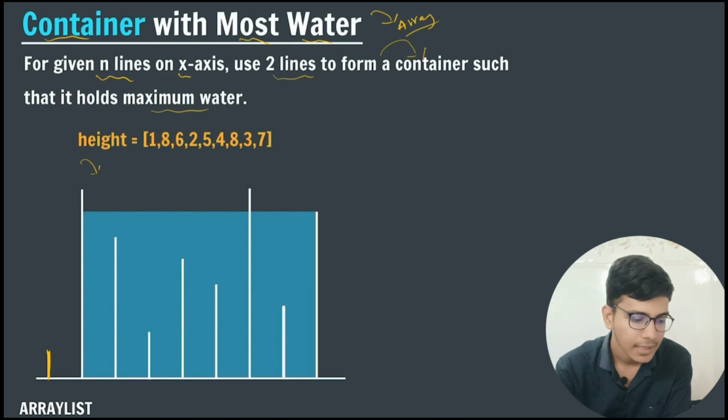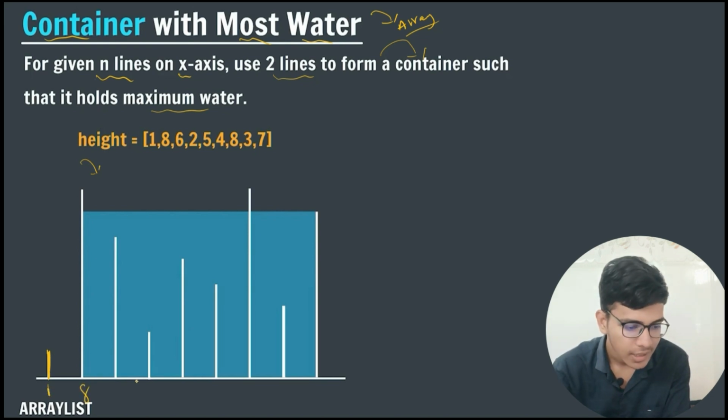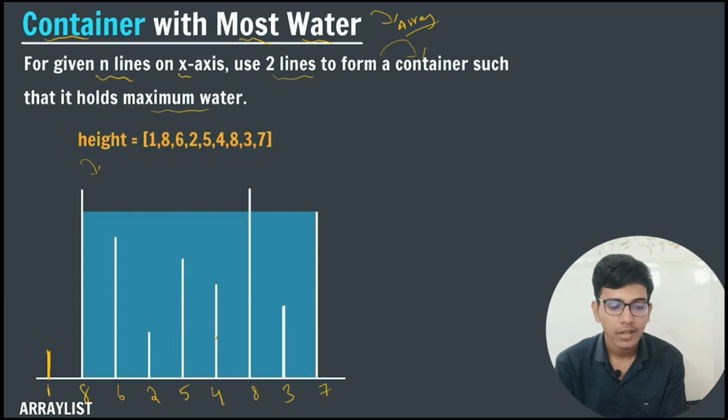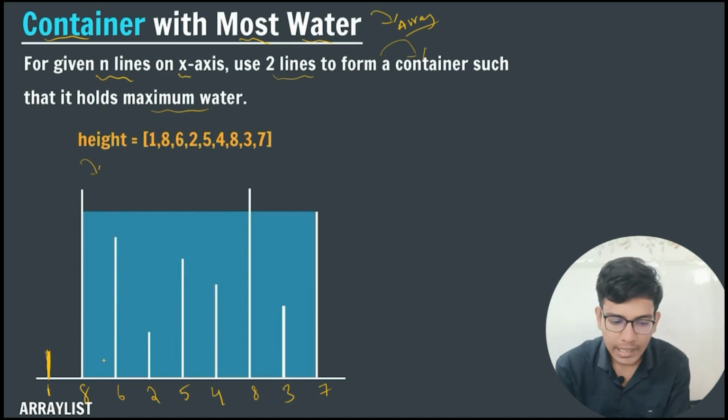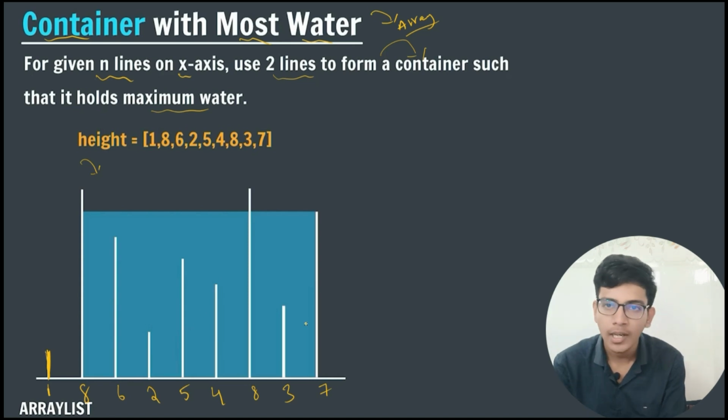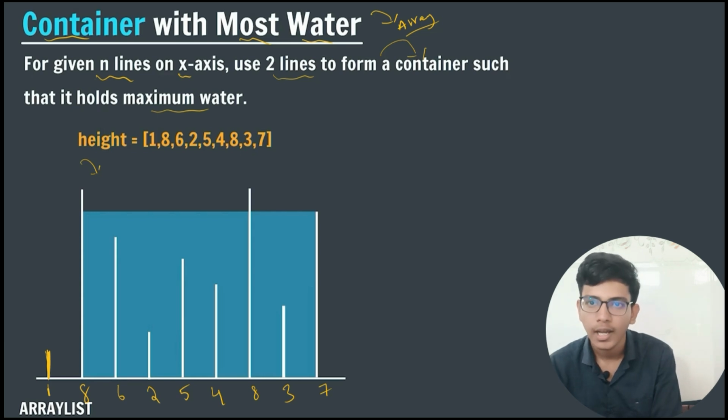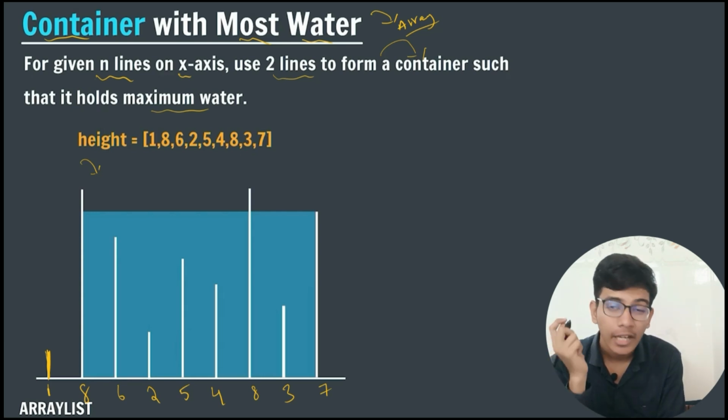Okay, you can see that this is a line, and this line has one height. The next line is 8, then 6, 2, 5, 4, 8, 3, 7. So these are the heights of the given lines, and by combining two of the given lines, we can form a container. Each two lines will form a container and hold some water, and we need to tell in which container the maximum water will get stored.